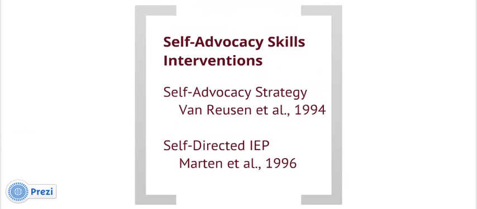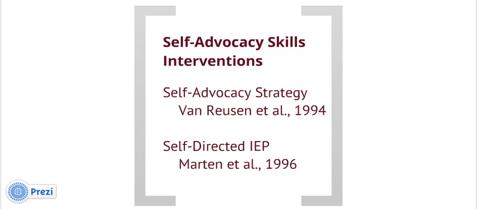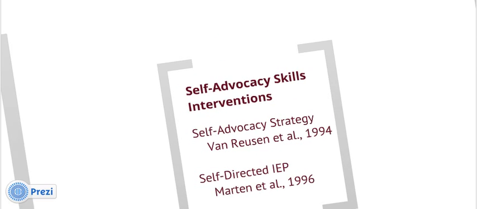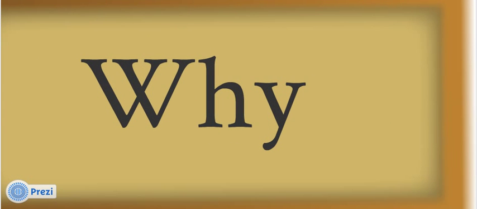In a review of self-advocacy skills interventions, Test and his colleagues recommend strategies such as role-playing, as well as whole group, small group, and one-on-one instruction. They also recommend the self-advocacy strategy developed by Van Roosen and colleagues, and the self-directed IEP by Martin and others. They particularly found value in utilizing the IEP process as an instructional strategy for teaching self-advocacy skills. They also recommend that teachers carefully review their own beliefs and examine their instructional materials for evidence of possible bias regarding student self-advocacy.